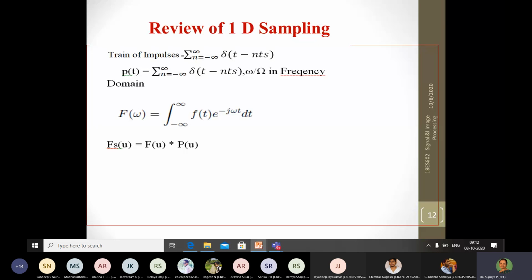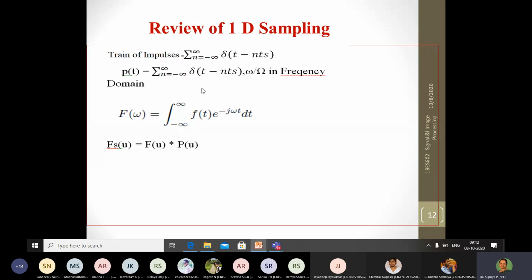The expression we are going to consider is basically a train of impulses. Just now we have seen, instead of n we have represented it as k equal to minus infinity to plus infinity delta t minus k into T0. Just now we have seen T0 is equivalent to Ts, so n is equivalent to k, so the expression is the same.